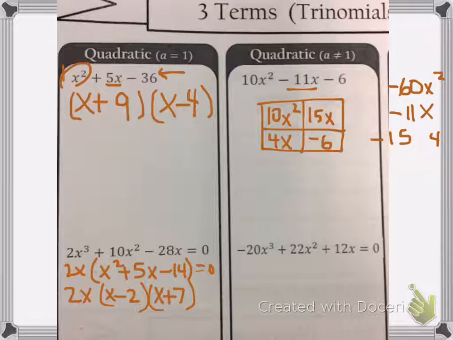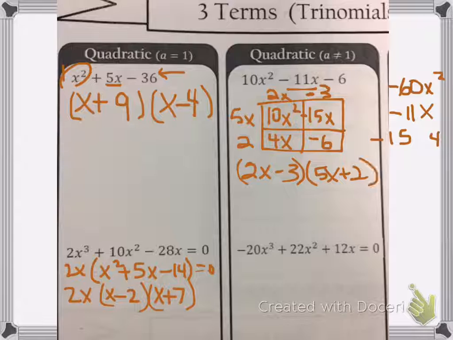I'm going to factor my greatest common factor out of the top. What do I multiply 5x by to get to 10x squared? That would be 2x. What do I multiply 5x by to get to 15x? That would be 3. What do I multiply 2x by to get to 4x? That would be 2. Check the back to make sure it works. And it does if you put the right signs on them. So I'll have 2x minus 3 and 5x plus 2 as my factors.